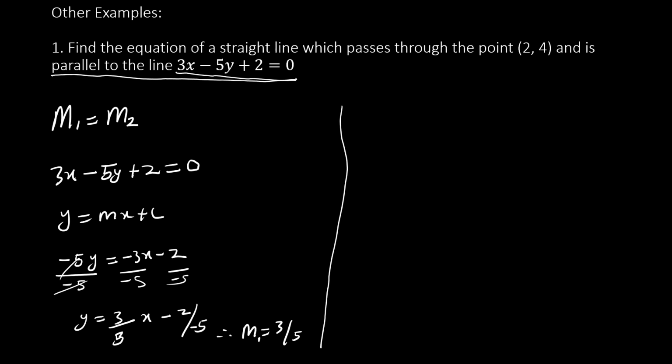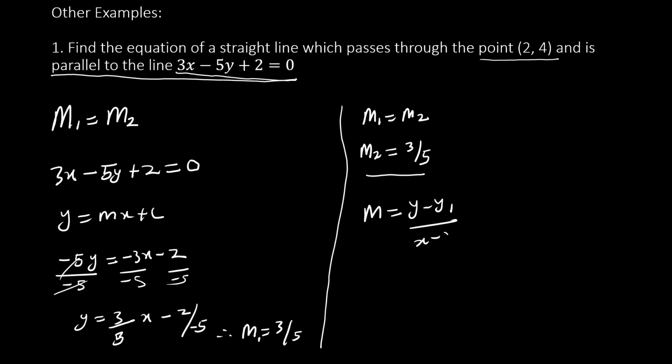Since the condition is that m1 must be equal to m2, then for the equation of the straight line we're looking for, the slope m2 must also be equal to 3 over 5. Here we have a slope, which is the gradient, and also a point. We can now write the equation of the straight line as m equals y minus y1 over x minus x1. As I said before, this is the second form.